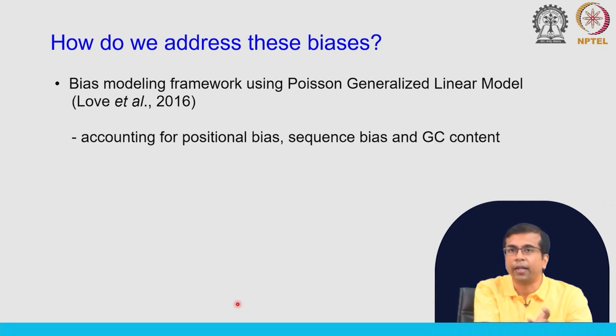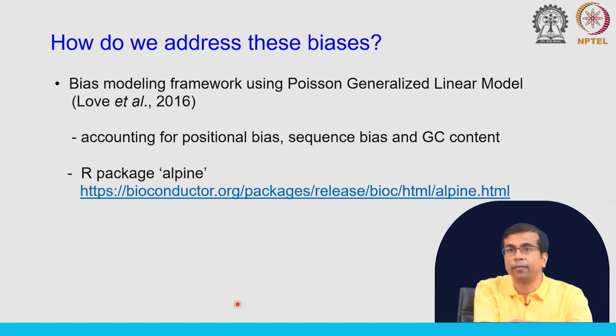So, these are the 3 major biases that we have discussed previously, and they have also developed a package called Alpine, and again it is an R package that you can download and apply to your own data. Now, we will see that most of these packages for transcriptomic analysis are developed as R packages, and we would have to use R to analyze these data sets. So, we will do that in the hands-on part.